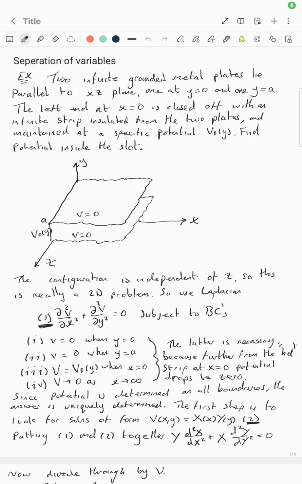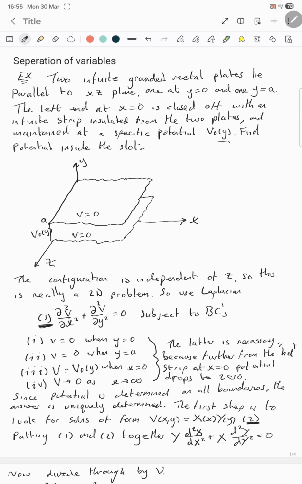Separation of variables. Example: two infinite grounded metal plates lie parallel to the xz plane, one at y equals 0 and one at y equals a. The left end at x equals 0 is closed off with an infinite strip, insulated from the two plates, and maintained at a specific potential V0 of y. We find the potential inside the slot.